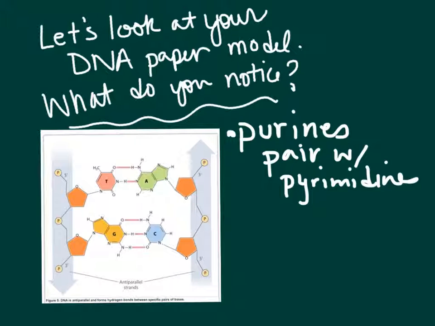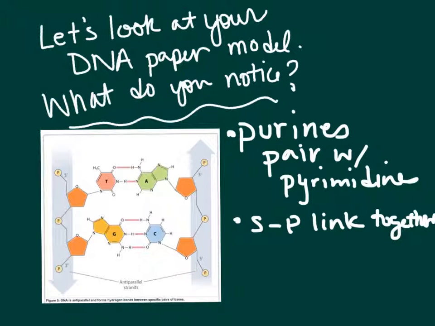So the sugars and the phosphates are linked. They make like a ribbon down each side, right? So sugar and phosphates link together. This is what you want on your models. What else do you notice?